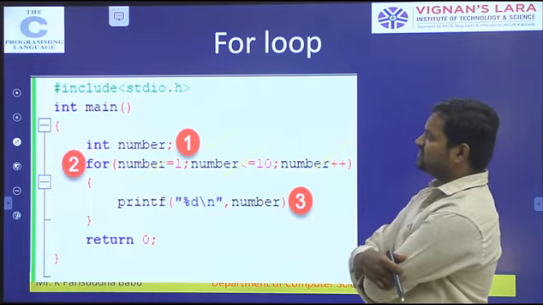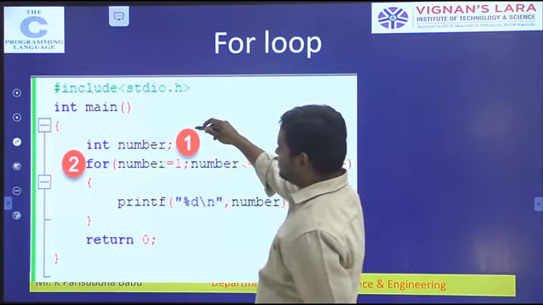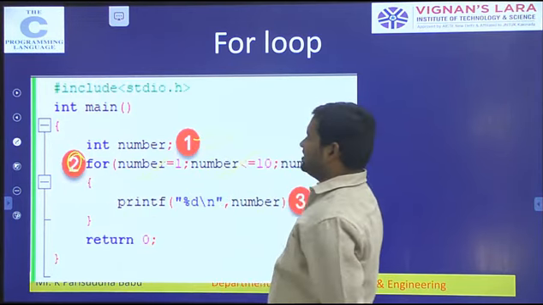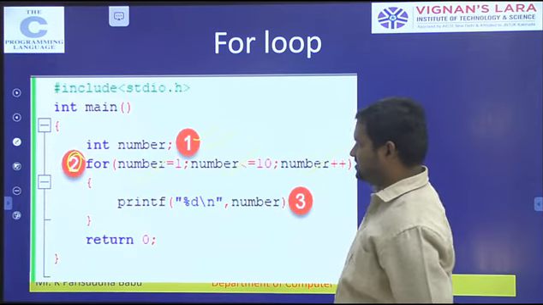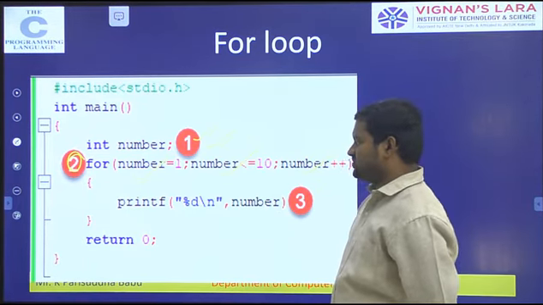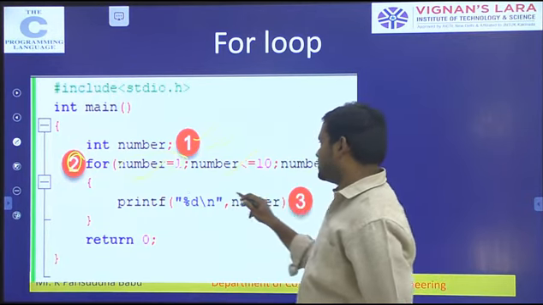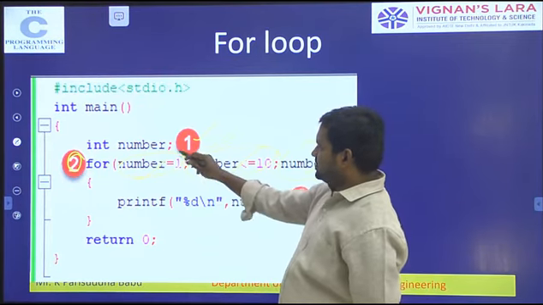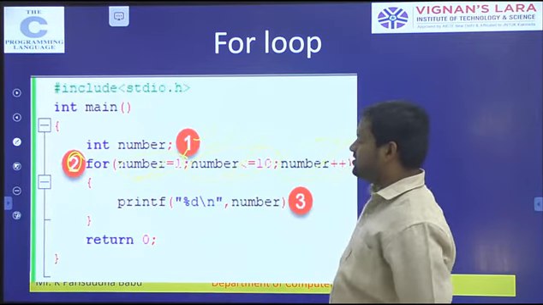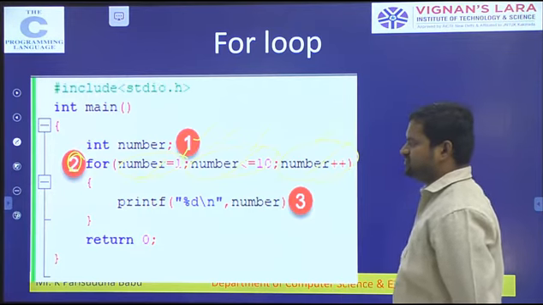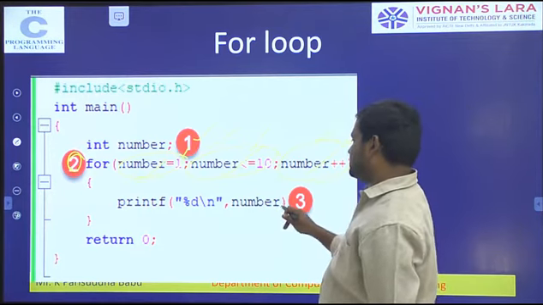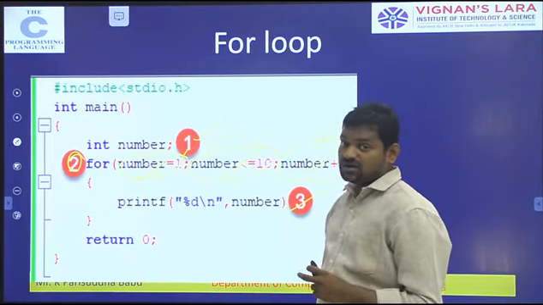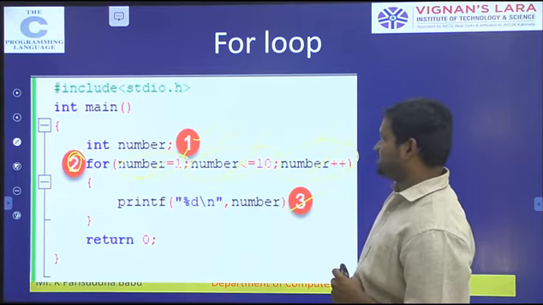One is the declaration of a variable, number. Two is the initialization and the condition checking in the for loop. This part is the initialization, this part is the condition checking, and the third part is the increment or decrement. Printf prints the number here. If you execute this particular program, what will be the output? Check what the output will be.